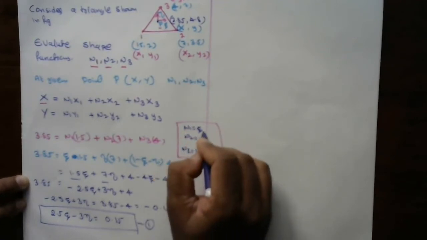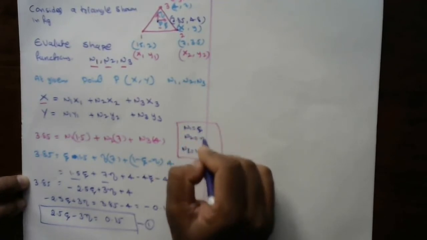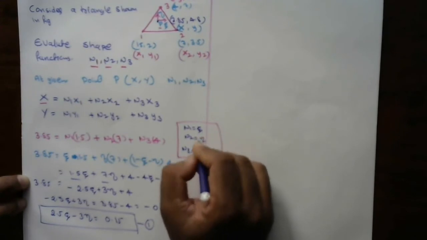So therefore, if you multiply both sides with the minus sign, it is possible to write as 2.5 times of zeta minus 3 eta is equal to 0.15. So let us say this is equation number 1. To find out the N1, N2, N3 values, N1 is a function of zeta comma eta, as well as N2, N3 are functions of the zeta comma eta values. So we need to find out the value of zeta and eta.